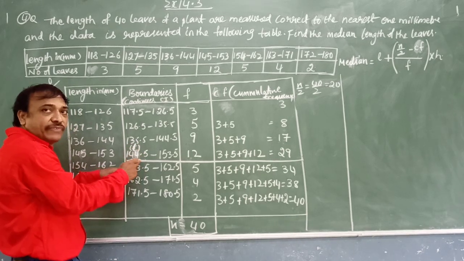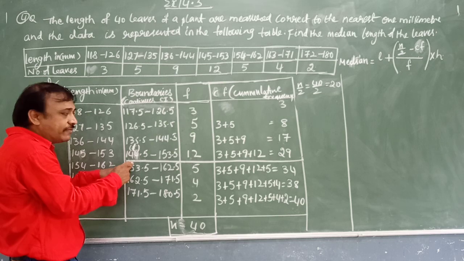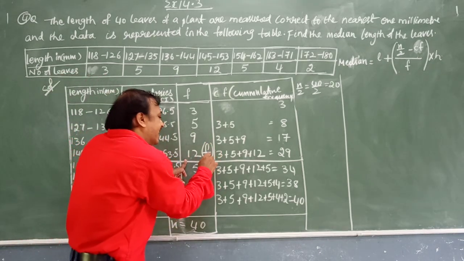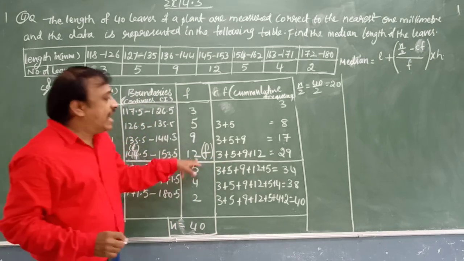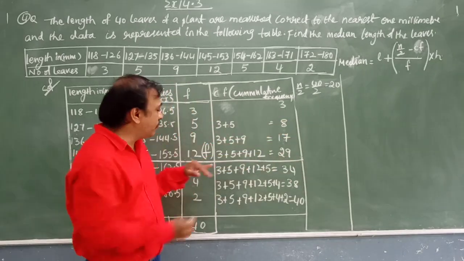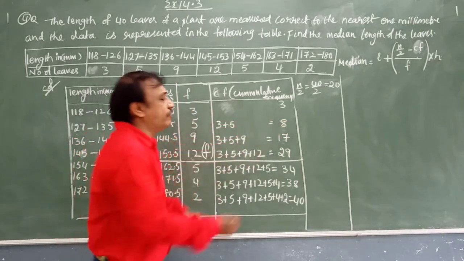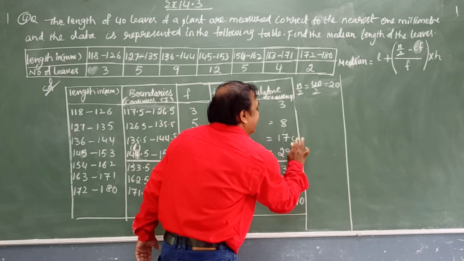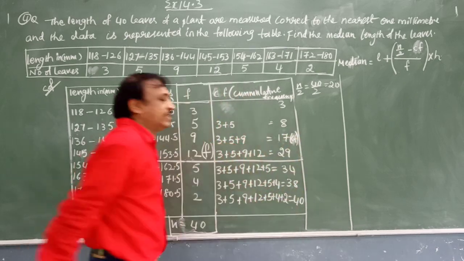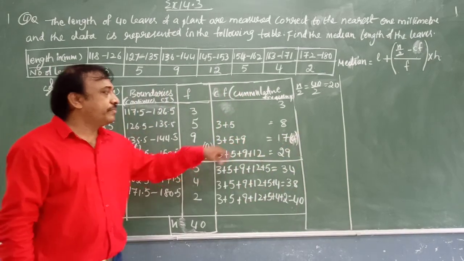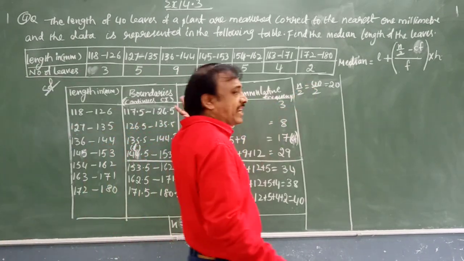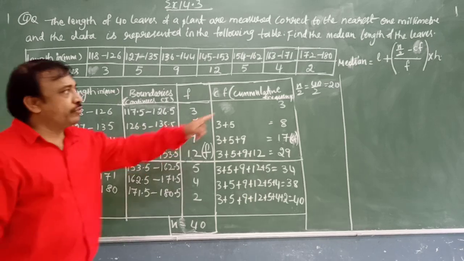What is the value of L? Lower limit 144.5. And this is F, where you underline that frequency. Where you underline, the cumulative frequency preceding it, that is CF. So F, CF, and L value we got. H, the class size, we have to take from the table. N by 2 value also we know.